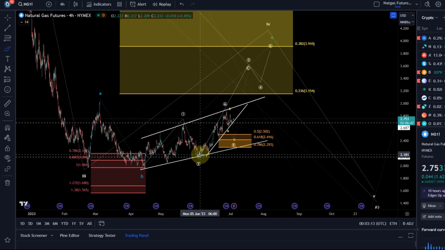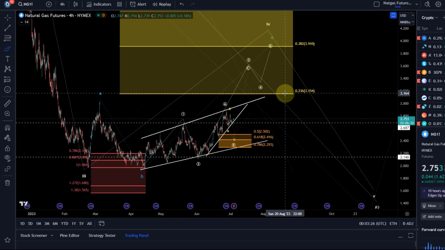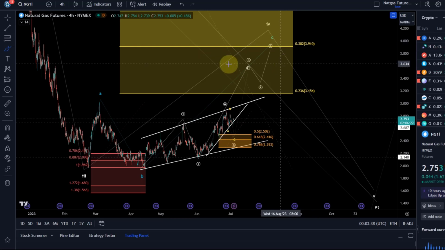In previous videos, we also looked at these retracements highlighted in yellow, the retracement area for this wave 4. And based on that, the first relevant target for this wave 4 is $3.15. That would be quite weak, however, for the wave 4. So ideally, the 3.91 level would be expected, the 38.2 Fibonacci retracement.